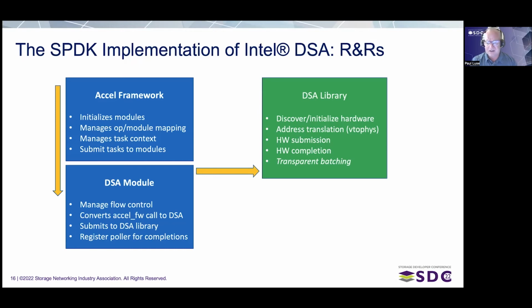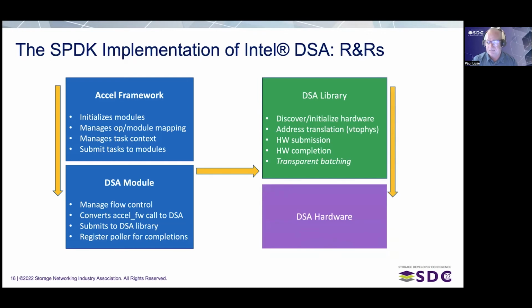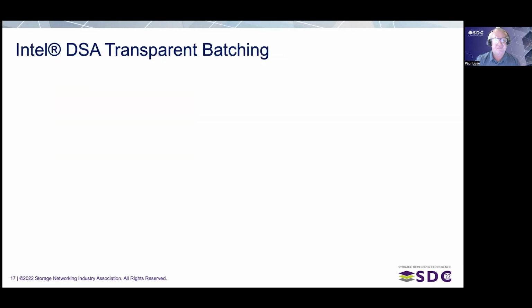hardware. And then it does something called transparent batching, which I'll talk about on the last slide, which is kind of specific to DSA, but not really. The concept is fairly portable depending on what your hardware looks like. You'll see that here in just a second. And then, of course, finally, we go down to the hardware. Okay, so there's the basic roles and responsibilities of the framework, the module, and the library.